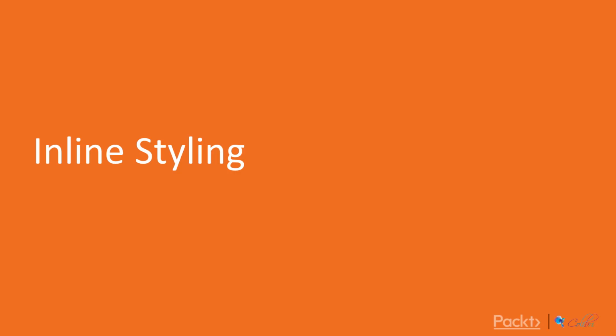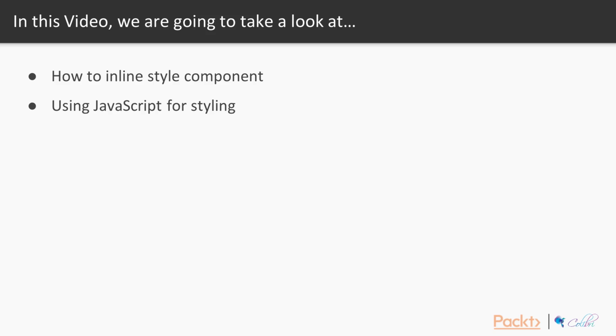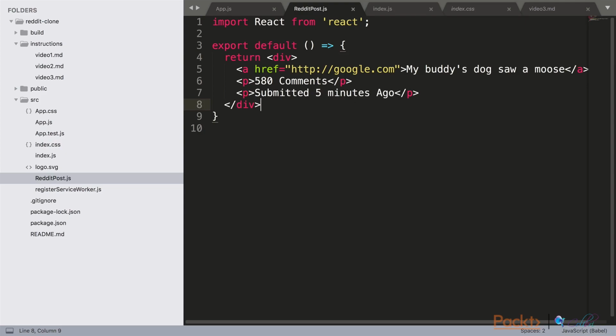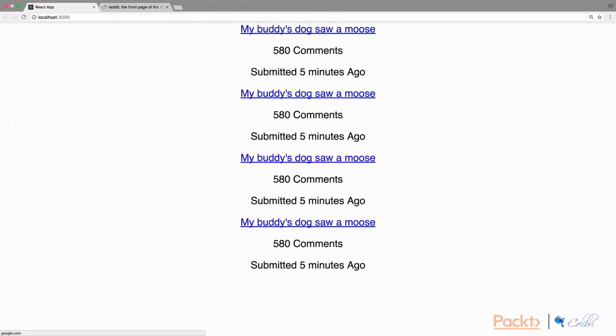Inline styling. In this video, we're going to look at how you can inline style your components using JavaScript. So inline styling, what do I mean by that? In React, there is a way that you can style using JavaScript only. I'm going to show you how that works. At the moment, our site looks like this. I'm not going to style it a ton, but I'm going to maybe make the font a little smaller, and put the comments bit to the left here, and then submitted by over to the right or something. So let's have a look at that.